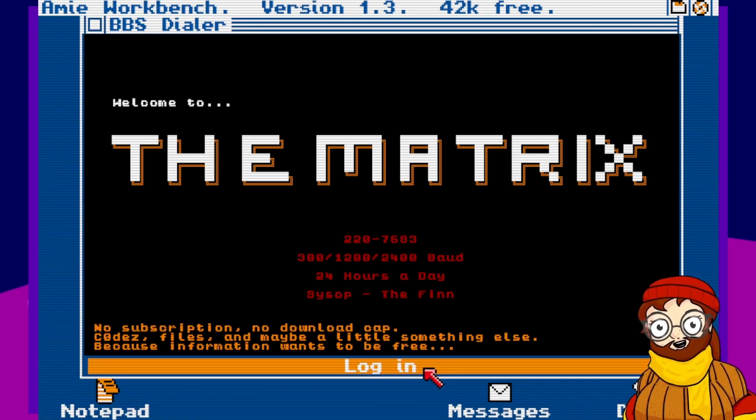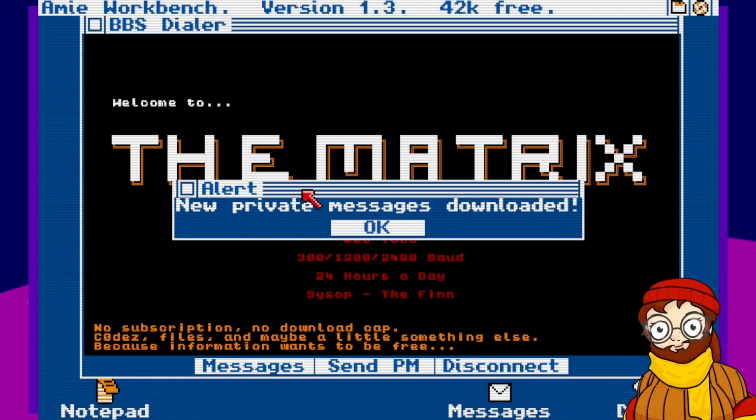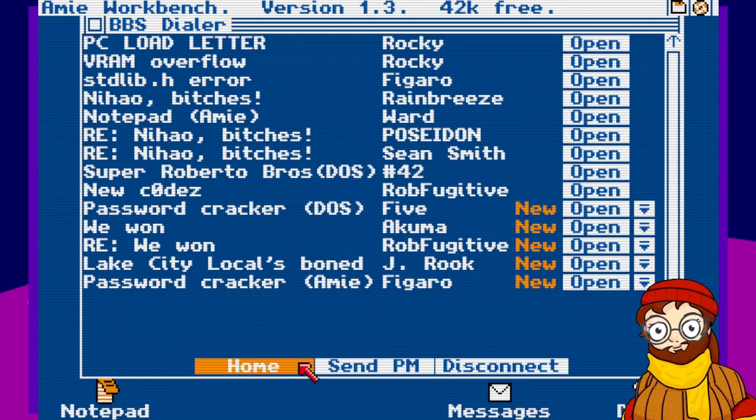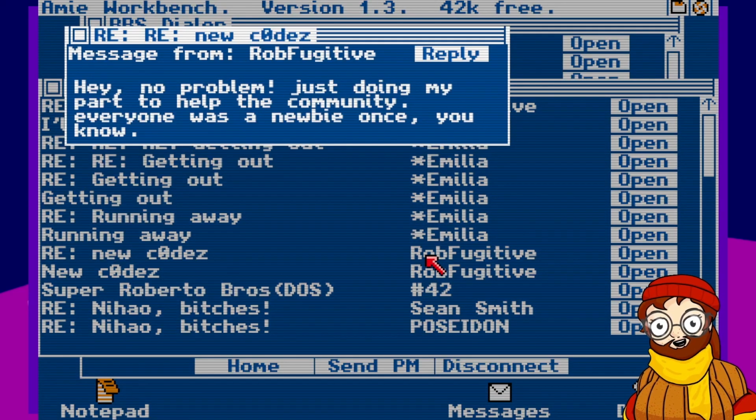Welcome to the Matrix. New private message is downloaded. Oh, there's a lot. Read new codes. Rob Fugitive: Hey, no problem. Just doing my part to help the community. Everyone was a newbie once. Thanks, Rob.